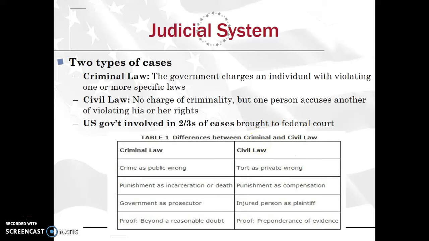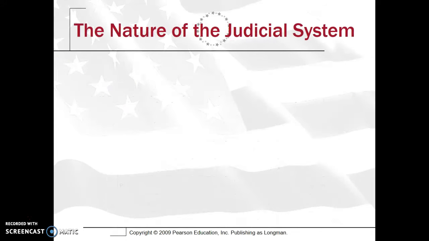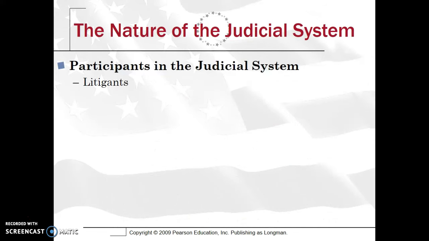Interestingly enough, the United States government is involved in about 2/3 of all cases brought to the federal court. That's either criminal law or that could also be civil law. A lot of them do involve civil law type matters. That's important to note. But you do see the U.S. government being either a plaintiff in the form of a prosecutor, or it could be in terms of a defendant. Many people sue the U.S. government in federal court.